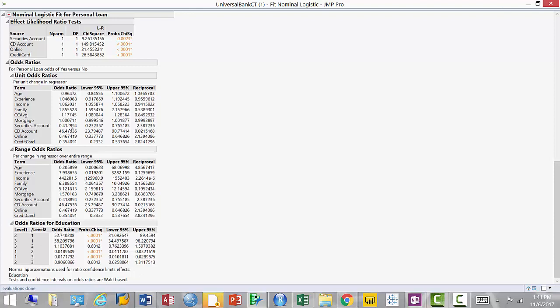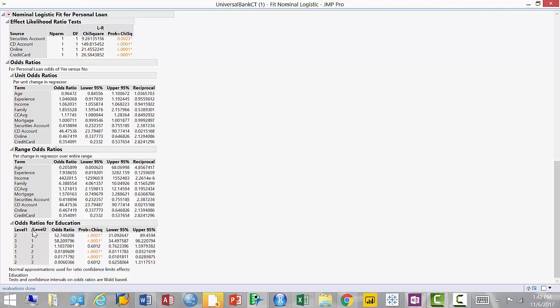Now note that this unit odds ratio, the only variables that are showing up in this part of my output are the continuous variables, right? Because I go from income to income plus 1, age plus 1, experience to experience plus 1, so I can increase them by 1, right? Here I have only 3 levels, 1, 2, 3. So all I can do is basically take level 1, take level 2, and compute odds ratio for these 2 levels, right? And here's how I interpret that.